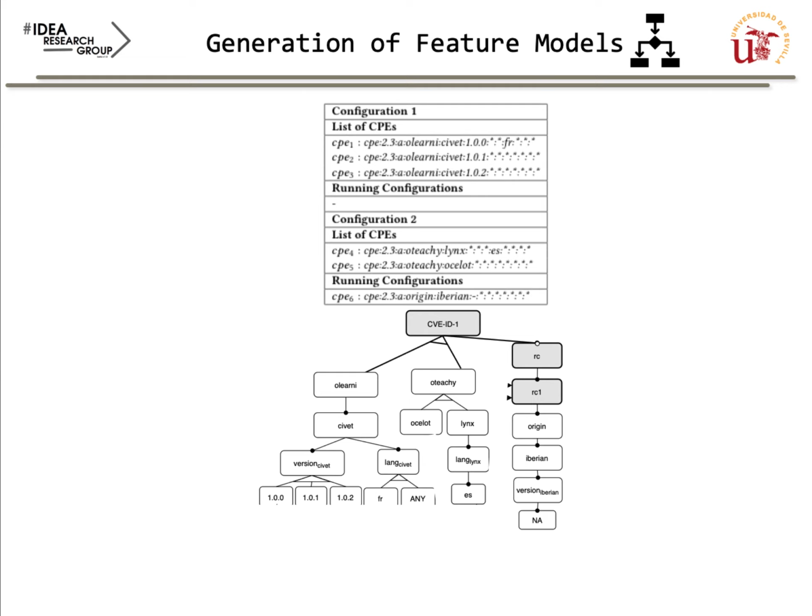restrictions on the model. For instance, the French language is only permitted for CPE1, or CPE4 and 5 are only permitted under the running configuration of CPE6. These restrictions are included by using cross-tree constraints, requires, or more complex constraints in the model.